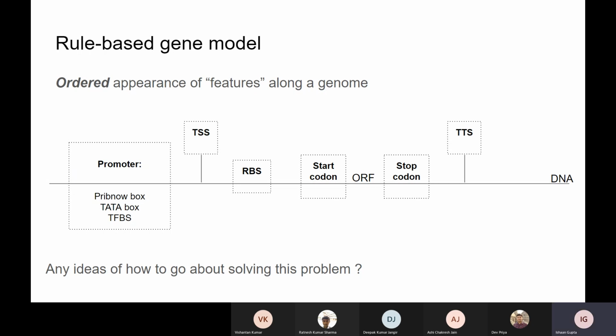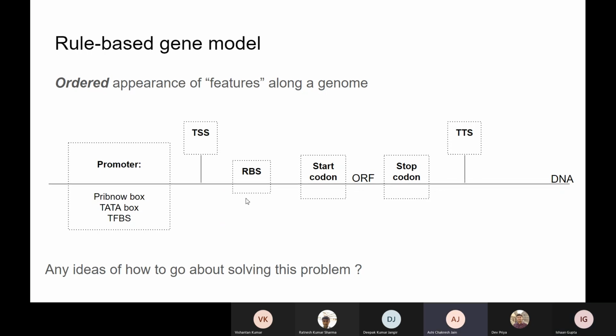Let's go with a greedy method. What would be the simplest method? Probably by storing the value at which you found the promoter sequence or the TSS. That way, we can probably realize if they're in the order itself.